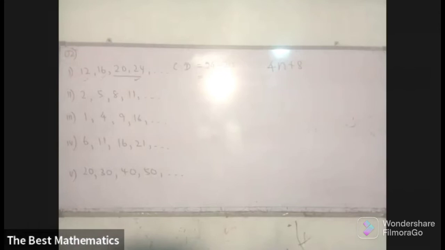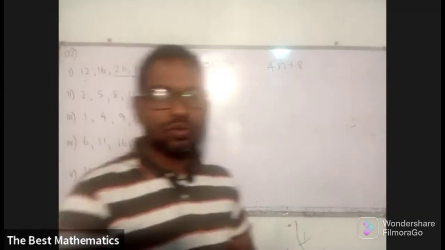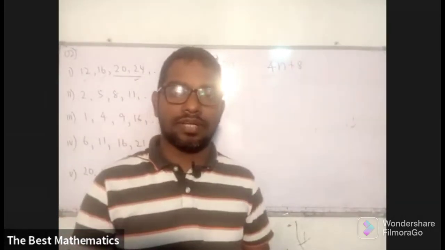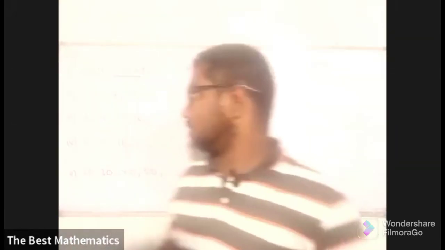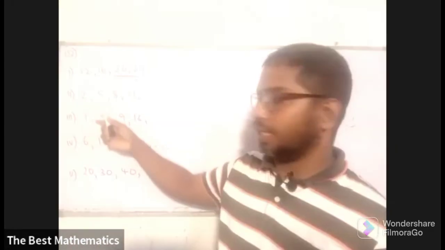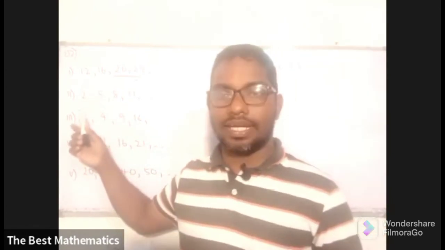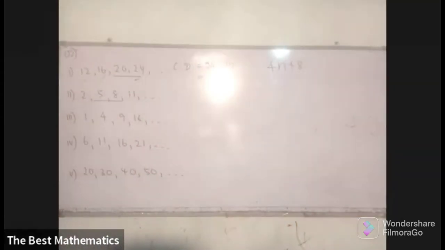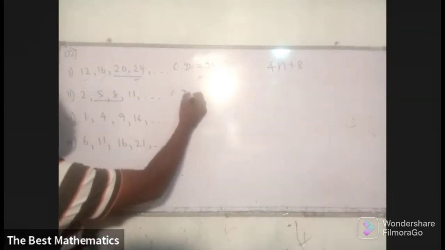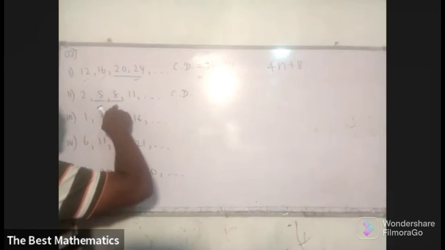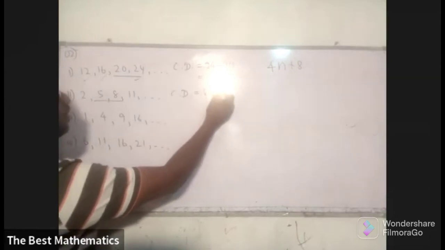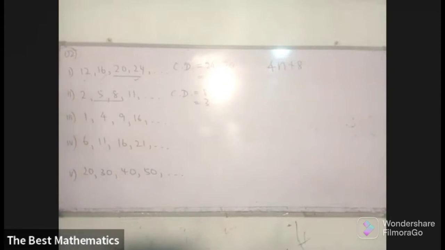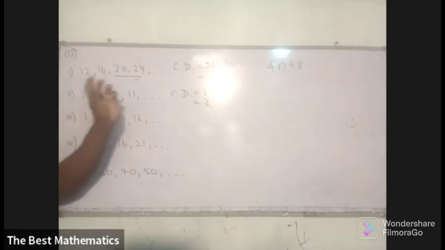Yes, for the second one: 2, 5, 8, 11. Does that have a common difference? Yes, it is increasing by 3. 2 plus 3 is 5, 5 plus 3 is 8, 8 plus 3 is 11. Like that. Then select any two successive terms. I considered here 5 and 8. Subtract the previous one from the next one. 8 minus 5 is 3. Then build up the general term using this common difference.